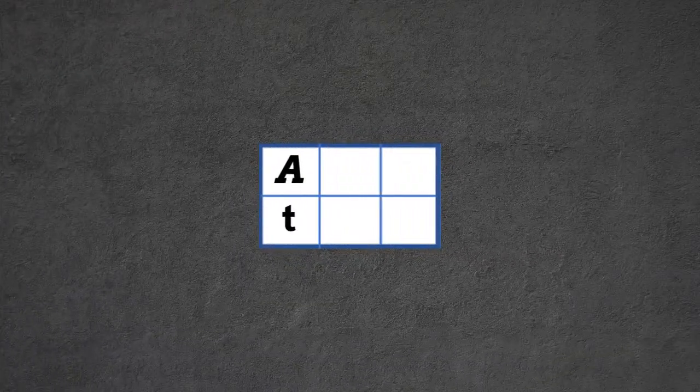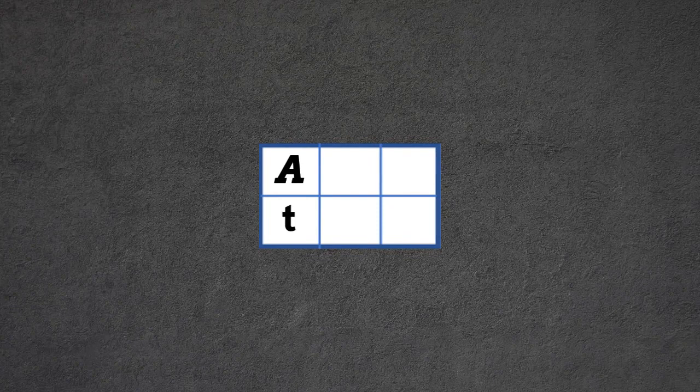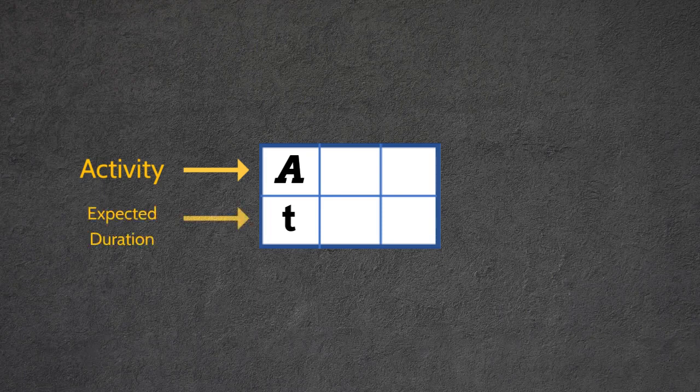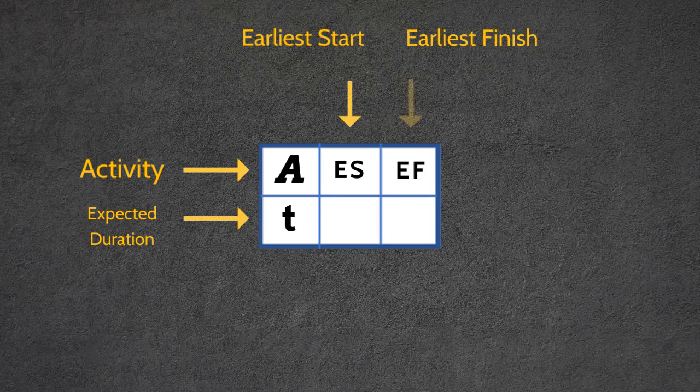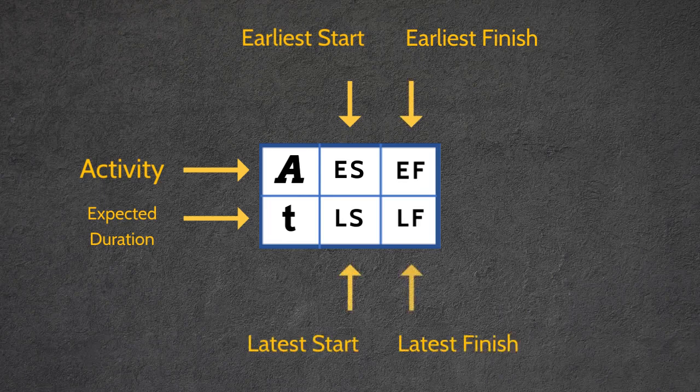We will be using the following node convention, which you can find in Quantitative Methods for Business written by David Anderson. The A represents the activity being described. T represents the expected project duration. ES is the earliest time that the activity can start. EF refers to the earliest finish time. LS is the latest start time. And LF is the latest finish time in which the project will be completed without extending the minimum completion time.